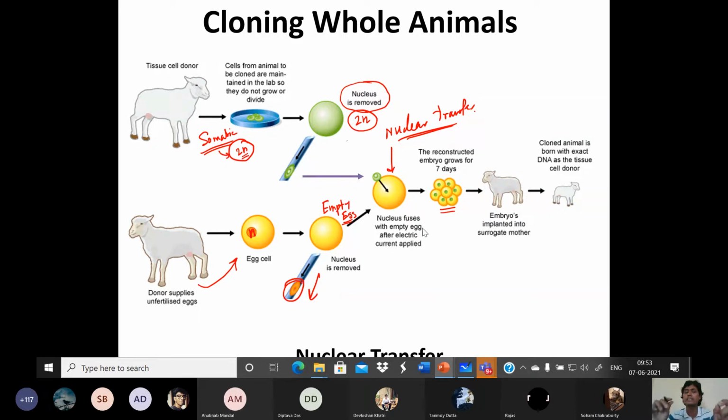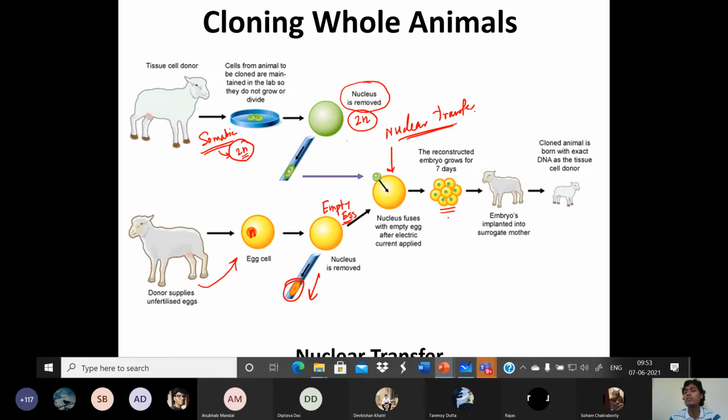Even in natural conditions, when sperm and egg fuse together, some potential difference happens in the membrane itself, right? Egg cell, sperm cell. I'm not going into the details. In order to mimic that, you have to apply a little bit of electric pulse, and then the division starts, and then this embryo is formed.